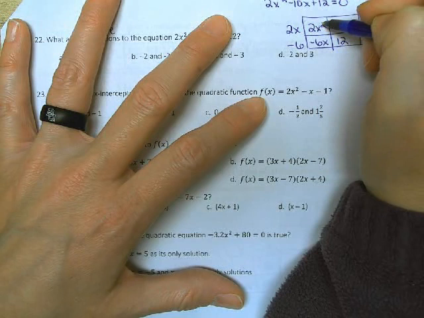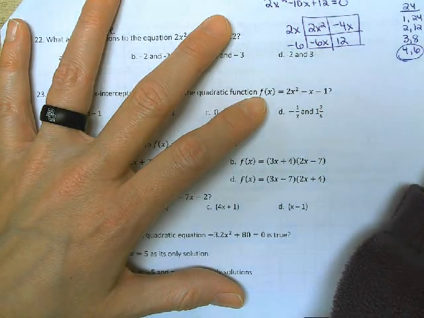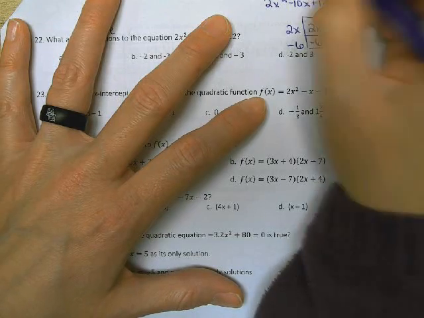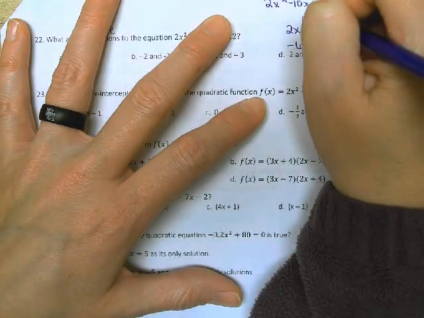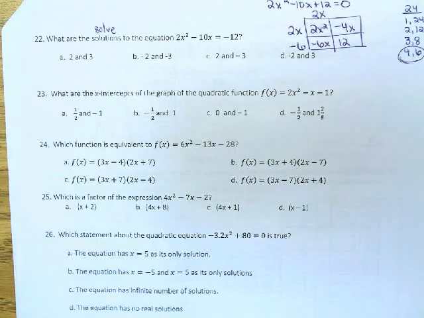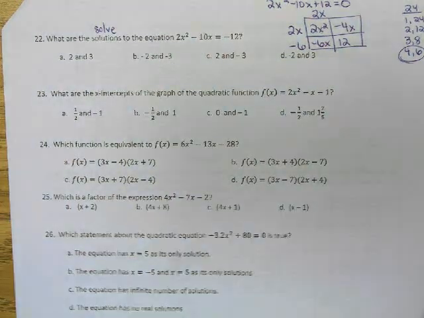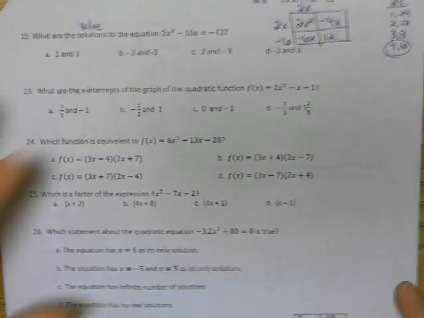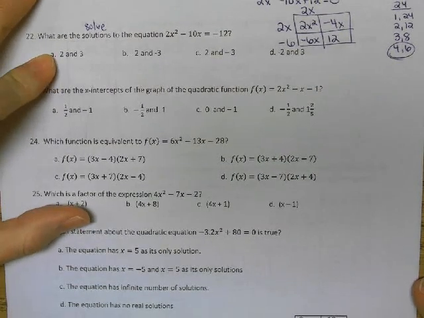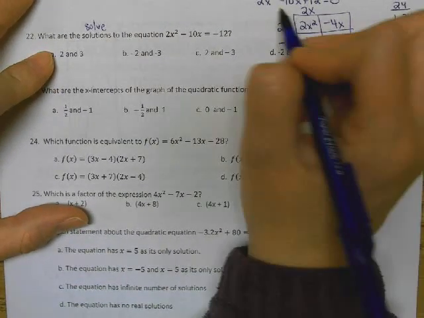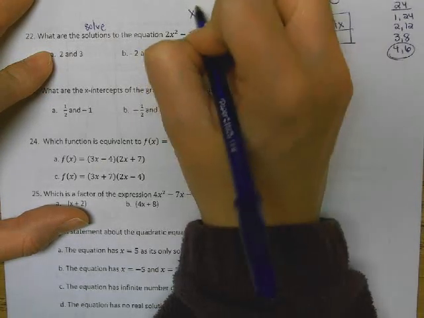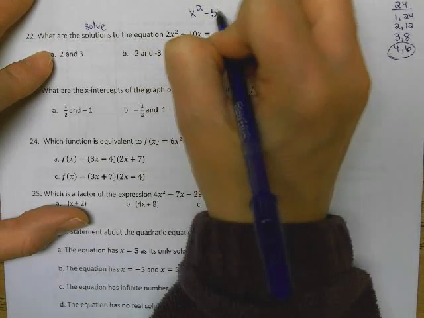Going down, 2x squared and a negative 6x have a 2x. Hold on. Did I do that right? 2 times 12 is 24. Oh. If I look at this original problem, everything is divisible by 2. So I'm going to get this.